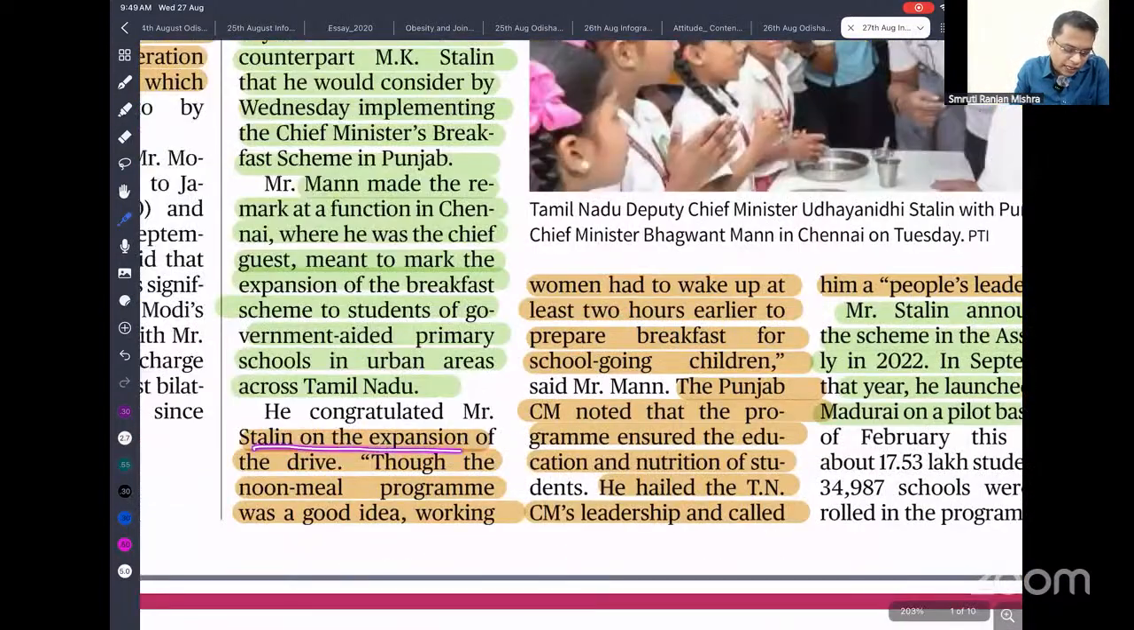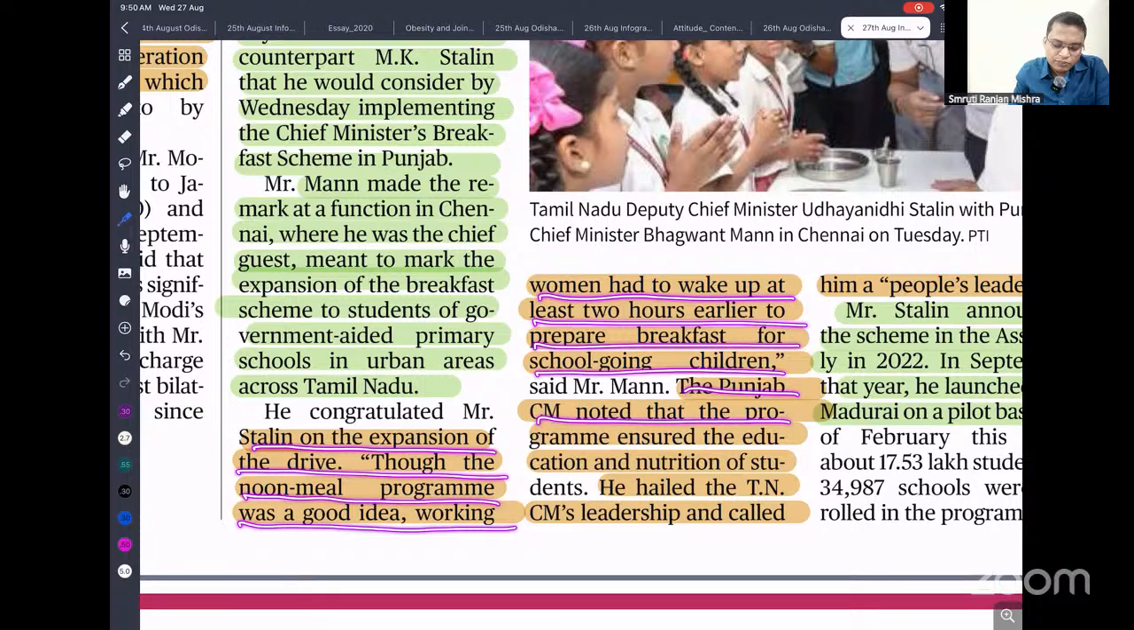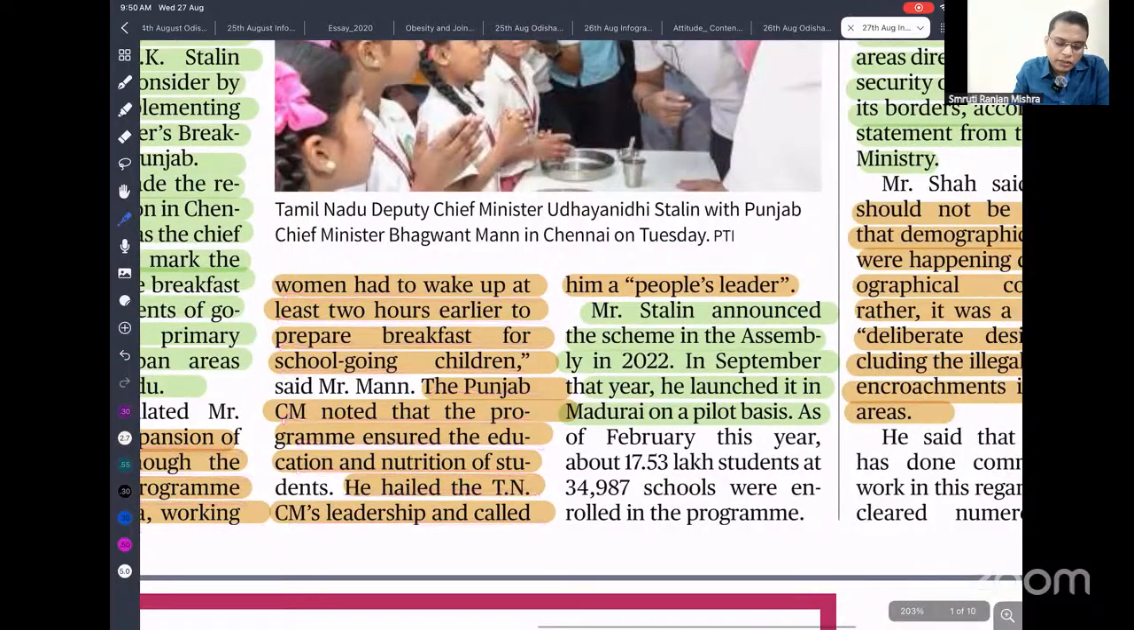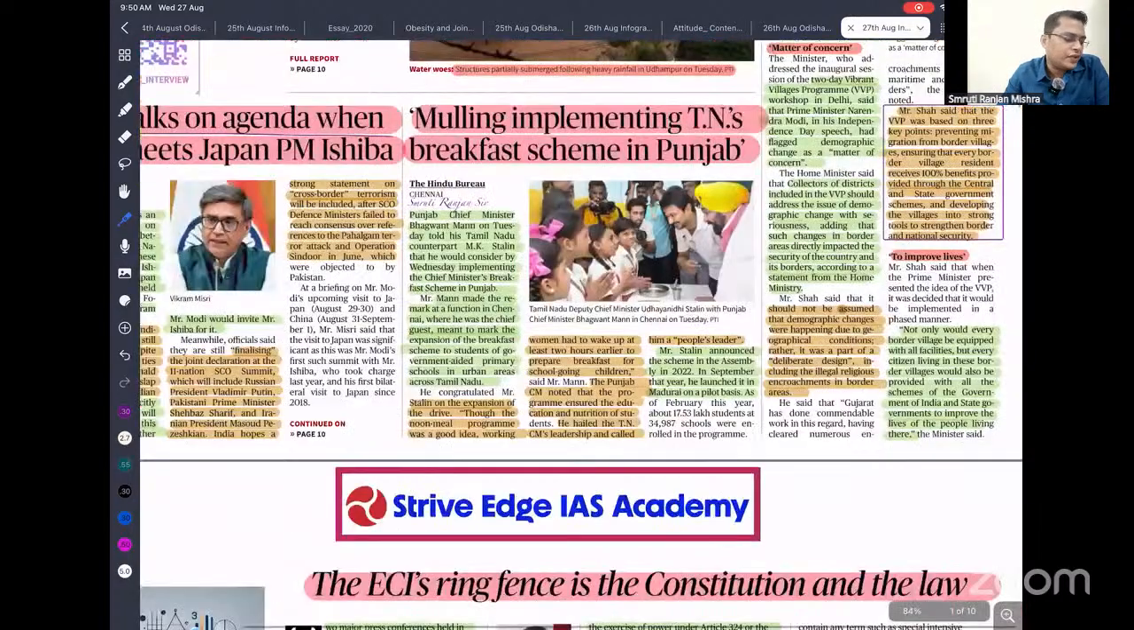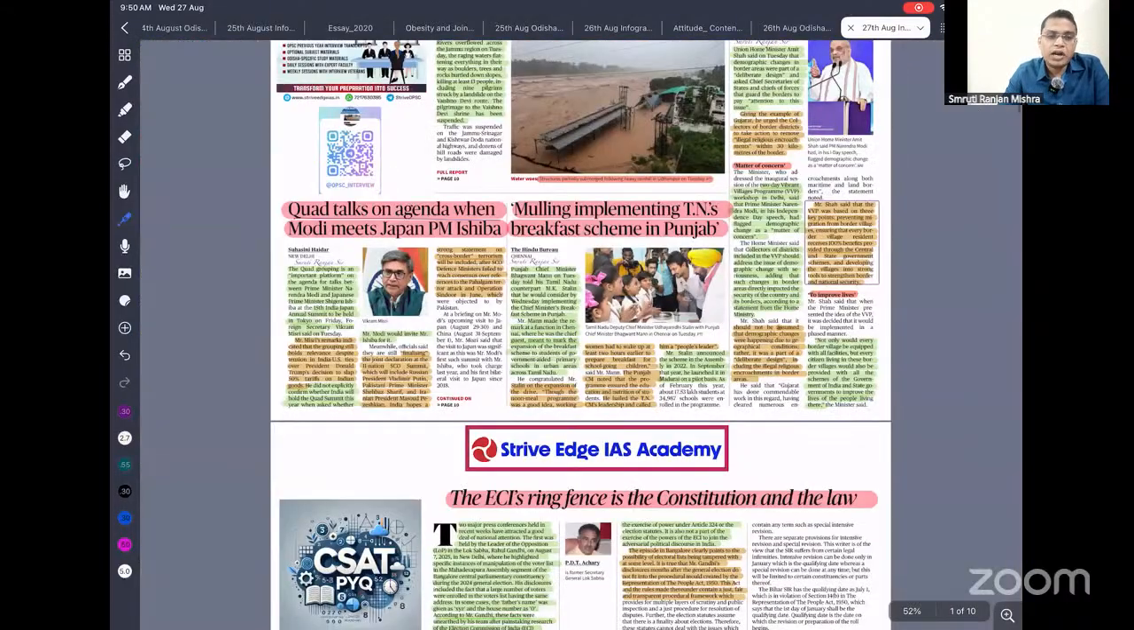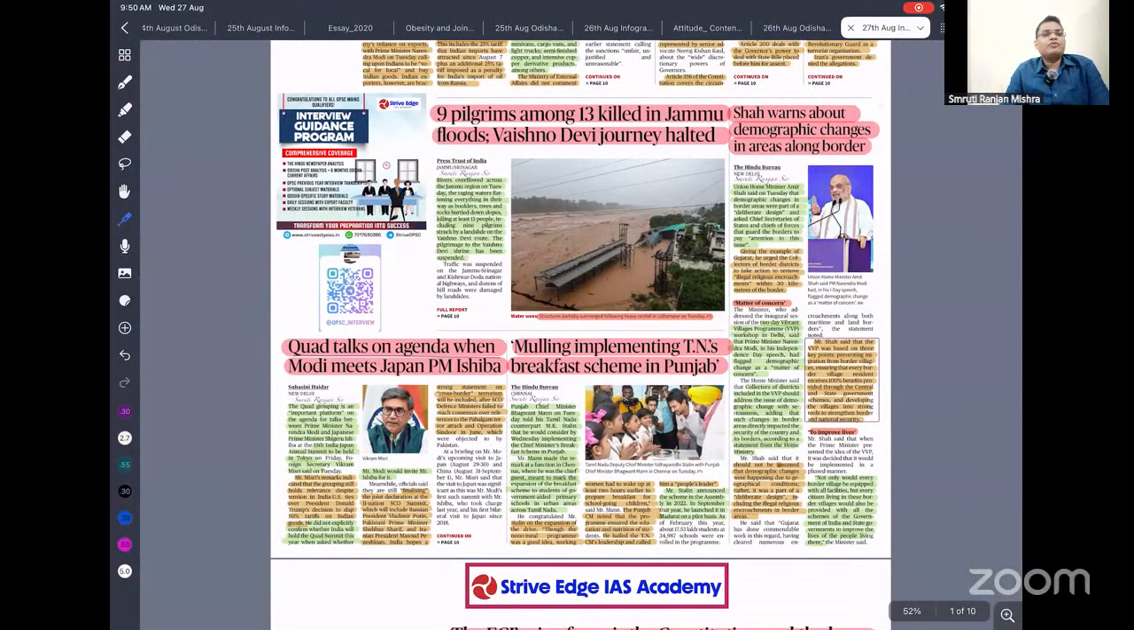The expansion of the drive for the noon meals program was a good idea. Working women have to wake up two hours earlier to prepare breakfast for school-going children. A nutrition expert hailed the Tamil Nadu leadership and called him a people's leader. Stalin announced that scheme in the assembly in September, and launched it in Madurai on a pilot basis. So in Tamil Nadu they are providing breakfast to their children, and we can implement the same thing all over India. If we can provide it against malnutrition in villages and rural areas, it is going to improve their nutritional level.